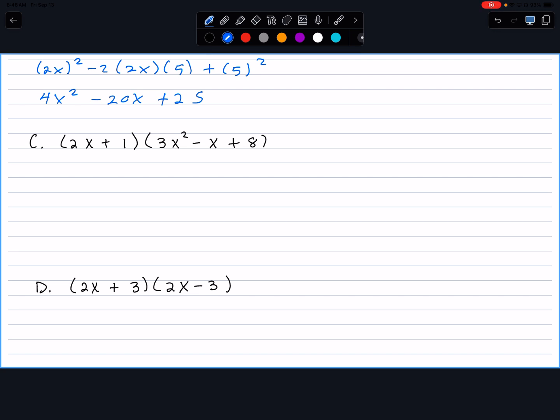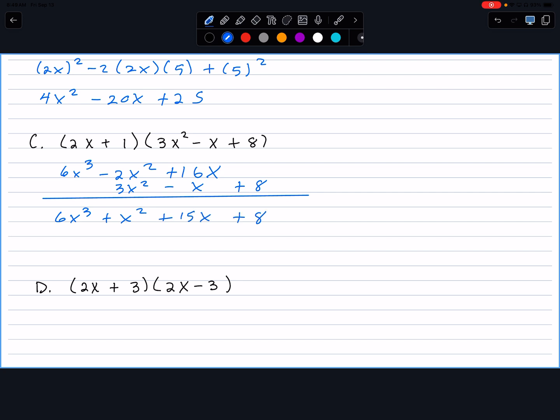So 2x times 3x is 6x squared. 6x cubed, it did the same thing as last time. 2x times negative x is negative 2x squared. 2x times 8 is 16x. Good. Then we take the 1 and we multiply it through. So we get 3x squared minus x plus 8. And then finally we combine any like terms. So we get 6x cubed plus x squared plus 15x plus 8. Okay. In regards to letter C, do you have any questions?